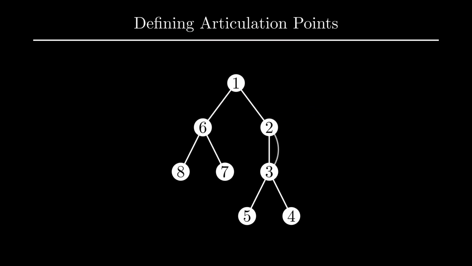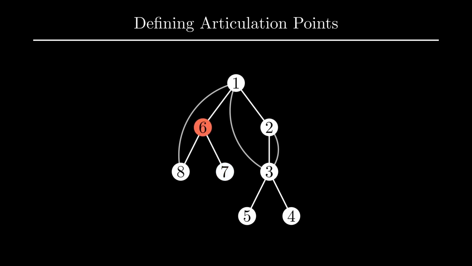Let's move on to the second algorithm. An articulation point is a node such that when it is removed, the graph becomes disconnected. In this graph, 1, 3 and 6 are the articulation points. And this is what happens when 6 is removed. As you can see, 7 is disconnected from the rest of the graph.